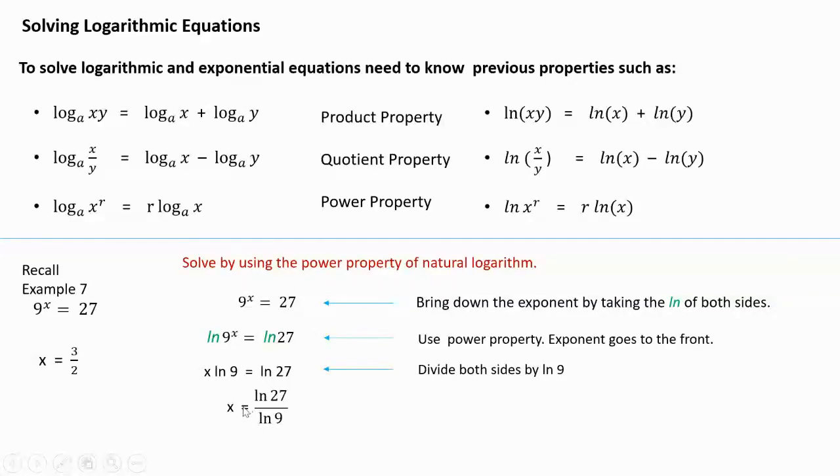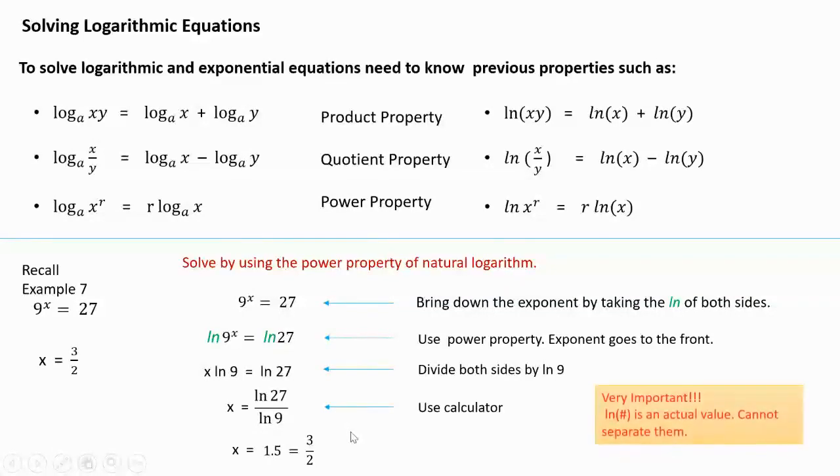Now you can put that in the calculator. The ln of 27 divided by the ln of 9 is going to give us 3 over 2, or 1.5. See, this will always work. So you have an option of finding the same base or taking the ln of both sides.